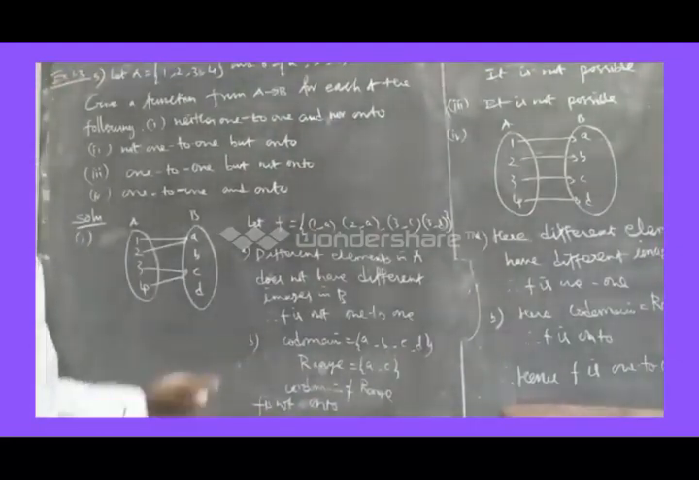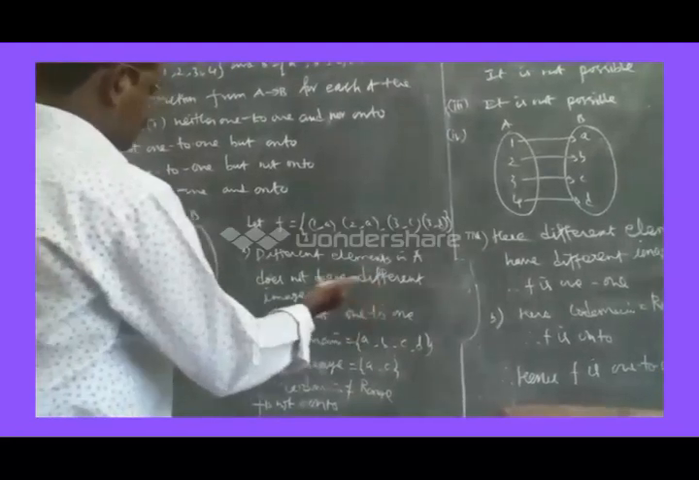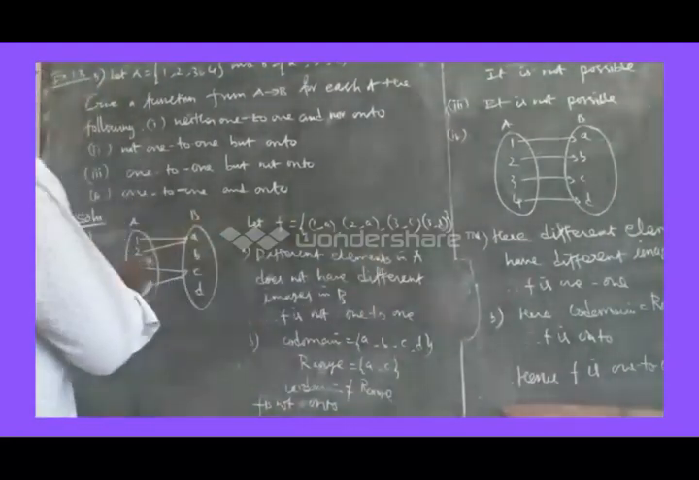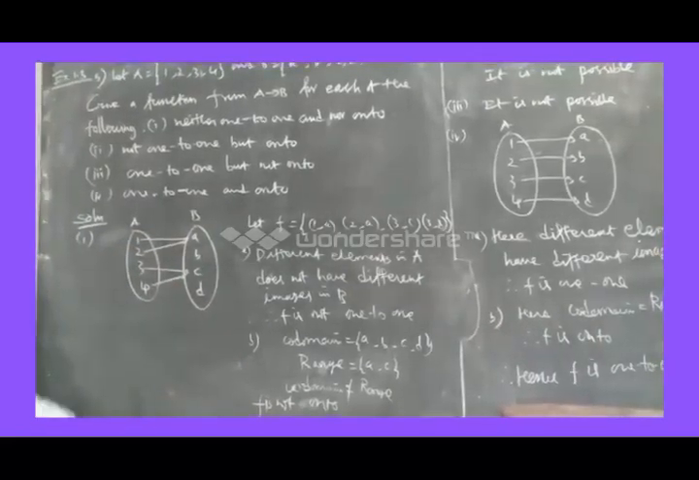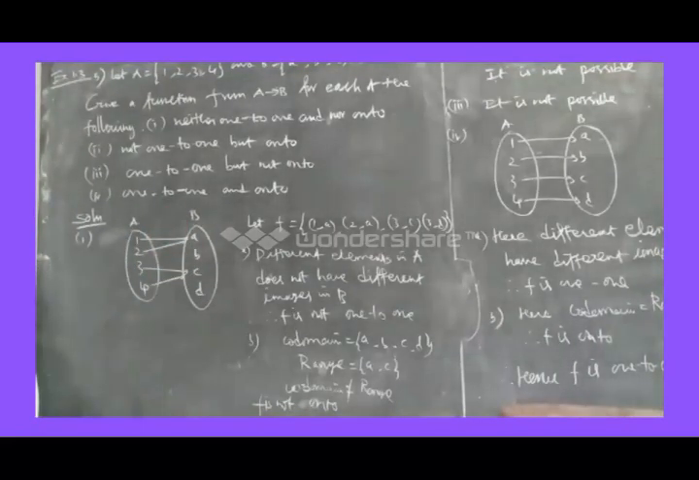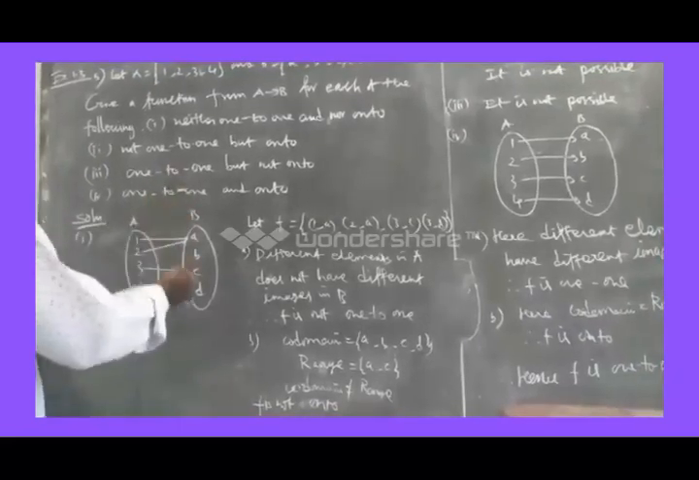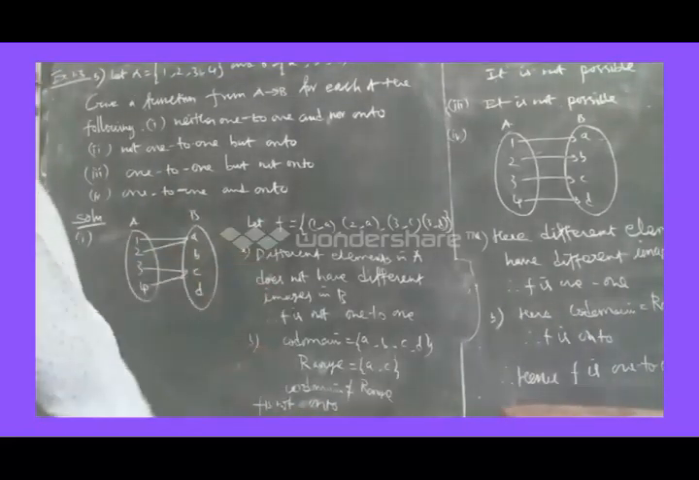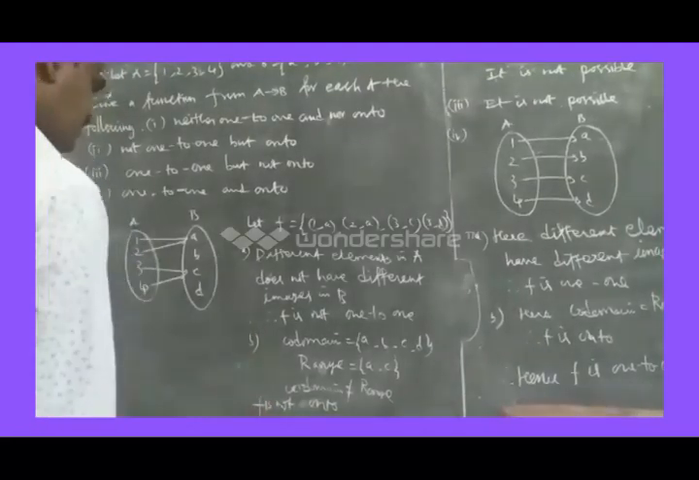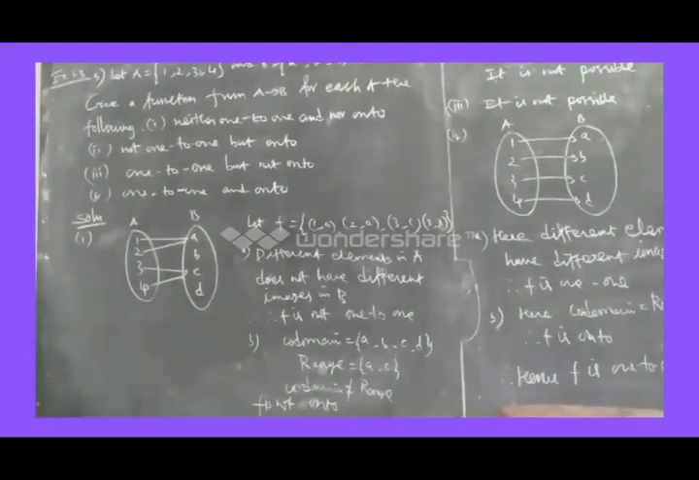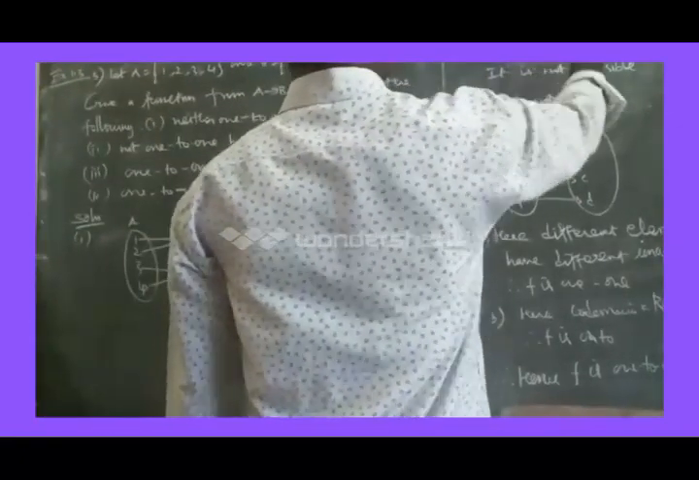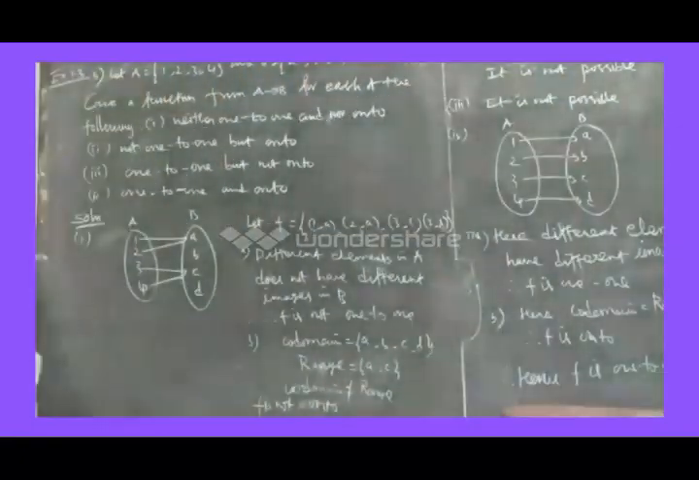So, reason: f is not one-to-one function because the different elements in A do not have different images in B, and the codomain does not equal range. So f is not onto. Hence, f is neither one-to-one nor onto.